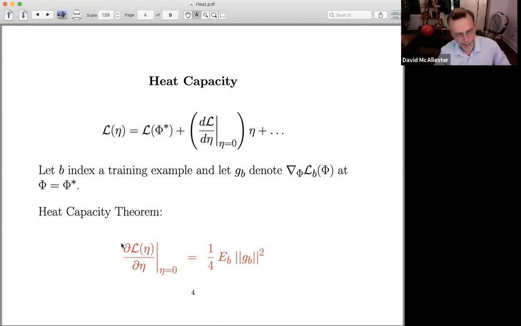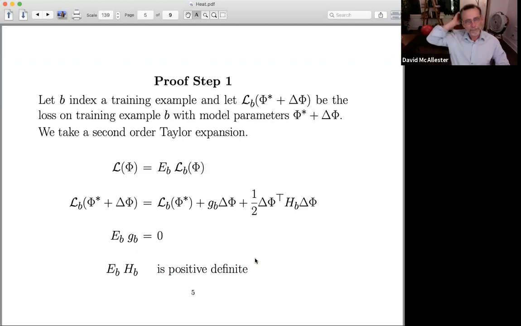Then the theorem says that this heat capacity at 0 temperature is exactly equal to, pushing some mild assumptions under the rug at the moment, 1/4 the expectation over the training points of the norm squared of that gradient. You know you've got a good theorem when the statement is really clean, just a few symbols. Okay, so I'm going to drag you through the proof.